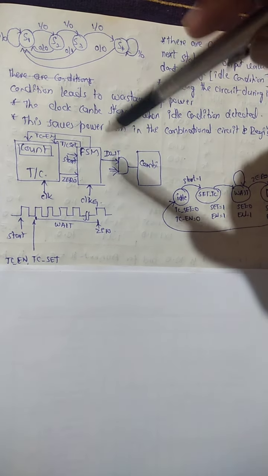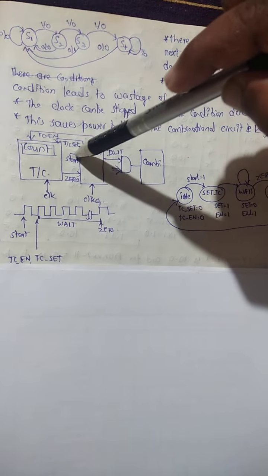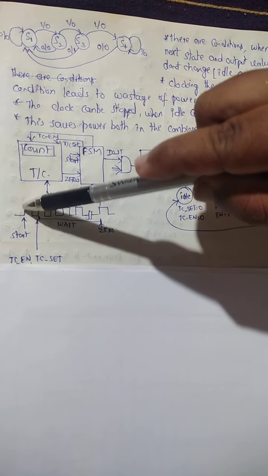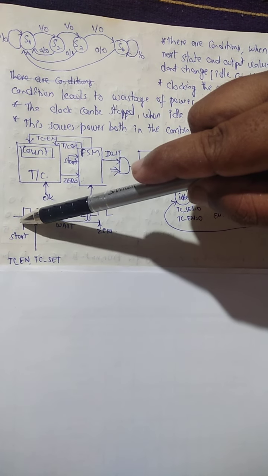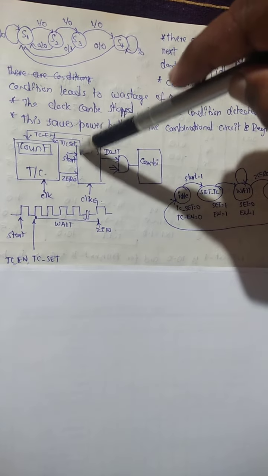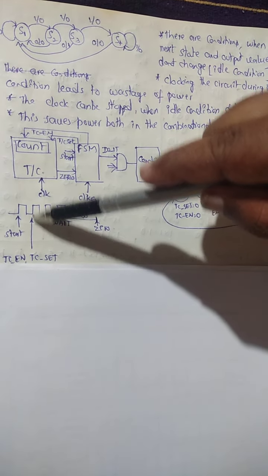Okay, now let me explain the same thing by making use of these clock signals. Here the clocks are what I have given. The start signal is applied to this. Here the start begins at this particular time. After one cycle, the set is sent as well as the enable is sent. That's what I have shown here.